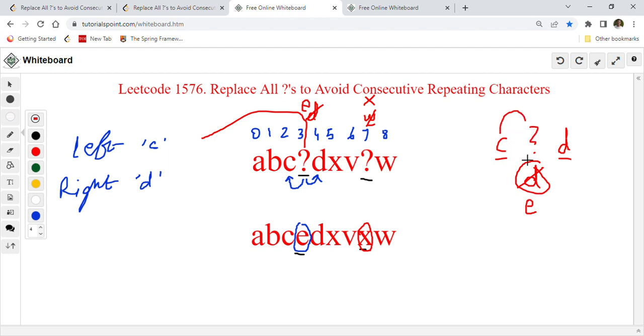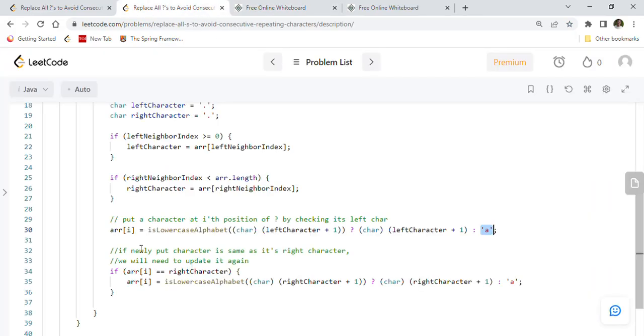So you tried first putting D, right? First you are trying putting D, so your string will become CDD. So CDD cannot be accepted because they are repeating, right? So it means that we cannot put D here. Then you will go back to the next character, right character, and you will try to put next character, which is E here, right? So this is what we will do here. If newly put character is same as its right character, we will need to update it again, right? So we are going to do that.